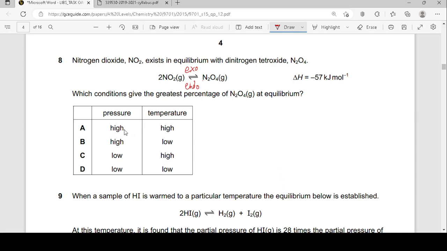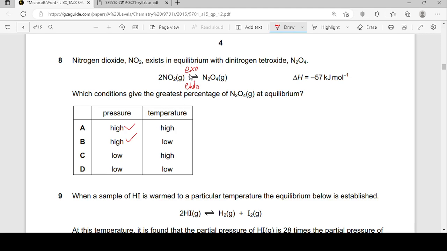Anyways, which condition gives the greatest percentage of N2O4 at equilibrium? So pressure should be high. I'll tell you why. Because this side has 2 moles and this side has 1 mole. So if you increase the pressure, what will equilibrium try to do? The system will shift the equilibrium to the right hand side, because that side has 1 mole, so the number of moles will decrease and the pressure decreases, and hence the equilibrium can be re-established. So that's why if you increase the pressure, you get more N2O4, because it's 1 mole.